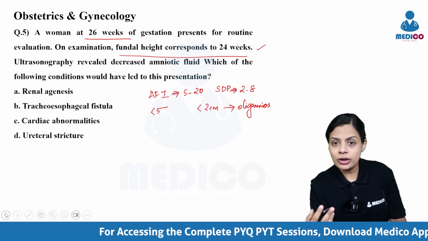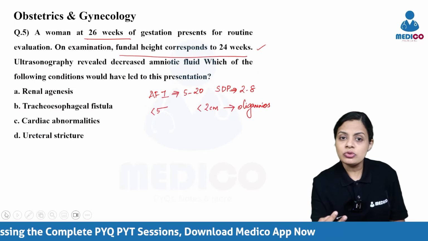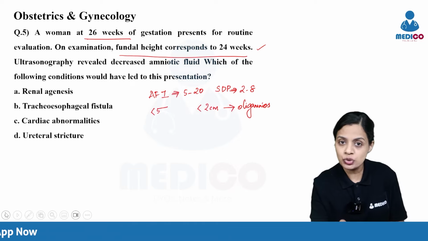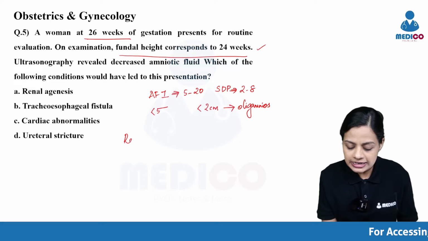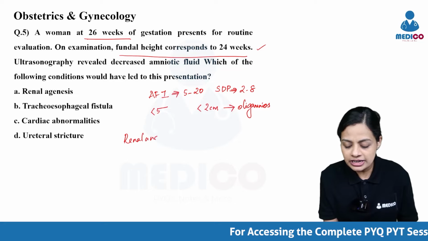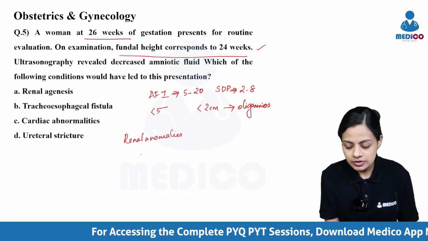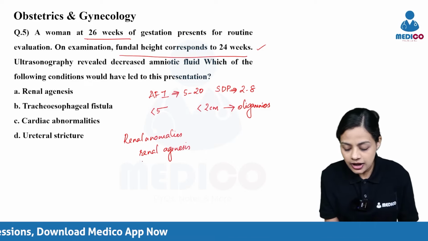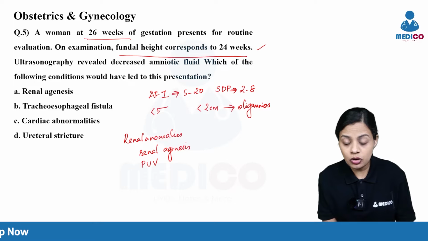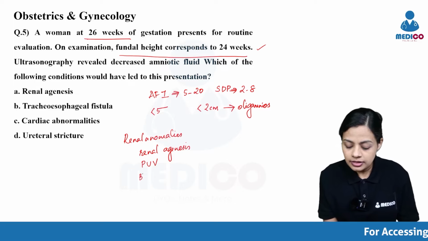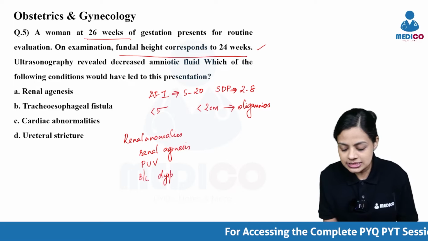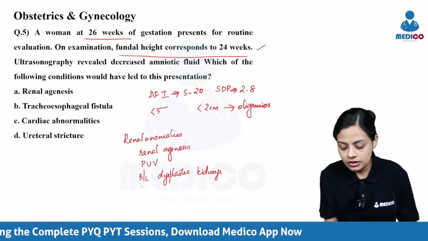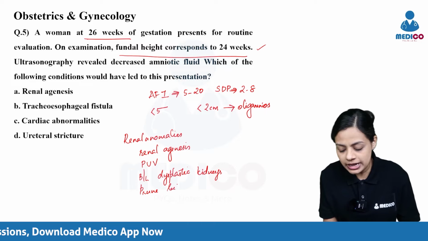Why? Because you know how amniotic fluid is formed. Amniotic fluid is mainly formed after mid-pregnancy, by the fetal urine mainly. What are the renal anomalies that lead to a reduction in the amniotic fluid? The first one is renal agenesis. Others include a posterior urethral valve or a urethral obstruction. Then you've got bilateral dysplastic kidneys. Urine is not produced. You've also got prune belly syndrome.